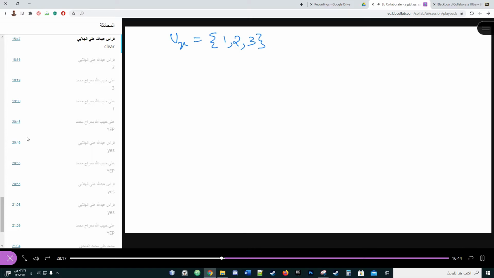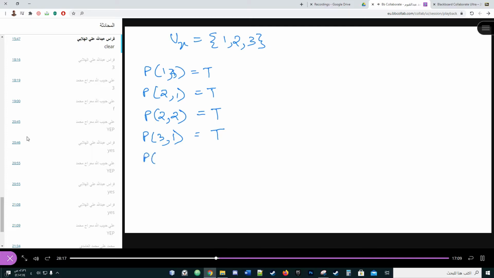Also, some values are given. It says it's true for p1, 3. It is true for p2, 1. For p2, 2, it is true. For p3, 1, it is true. For p3, 2, it is true. And p3, 3, it is true. For all the other values, it is false.